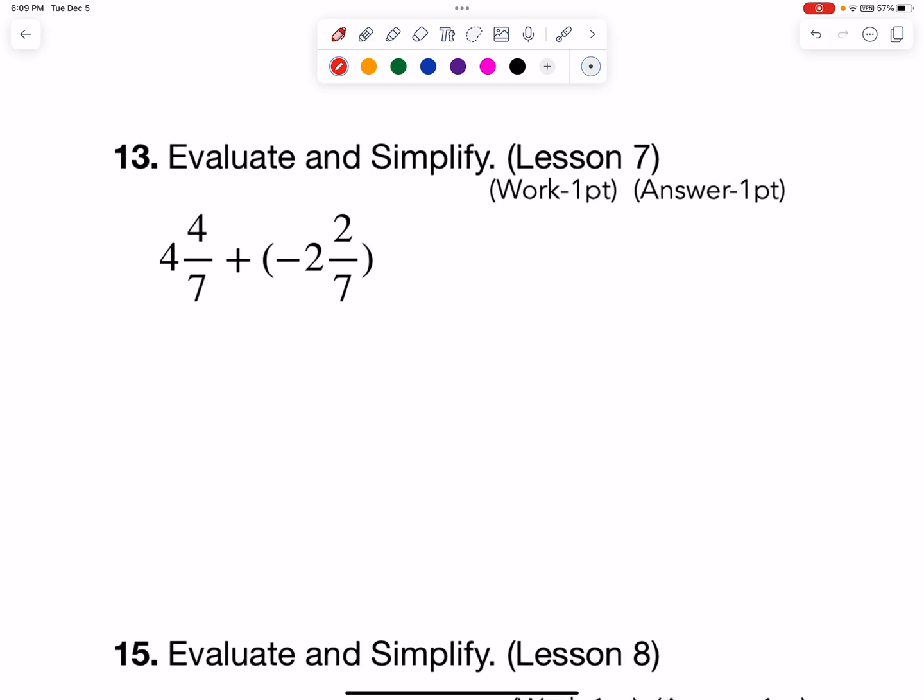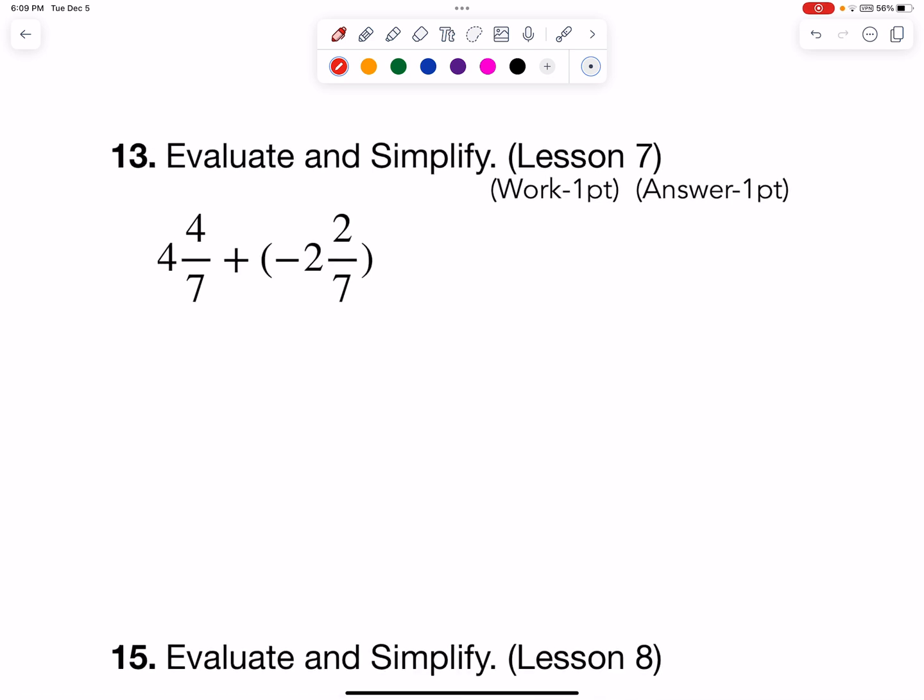All right, let's go ahead and do 13, which is evaluate and simplify. Okay, we're adding fractions, so I'm looking at the denominators and noticing that they are the same, which is important, and that's really helpful. Normally, we would say make them improper, right? This one, though, let's see how this is working. We have a positive 4 and we have a negative 2, so we're going different sign, subtract.